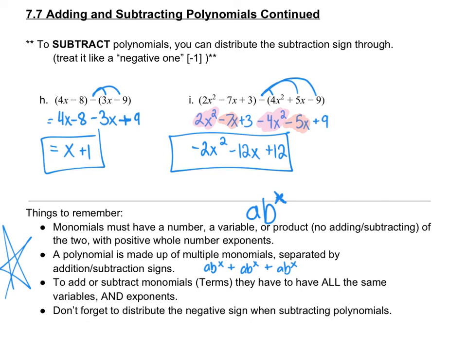And if you want to add or subtract monomials, they need to have the same variables and the same exponent. So they need to look identical. Just a different number in front, so a different coefficient is okay. But same variable and same exponent. All right, and as always, just don't forget to distribute the negative side when subtracting polynomials.